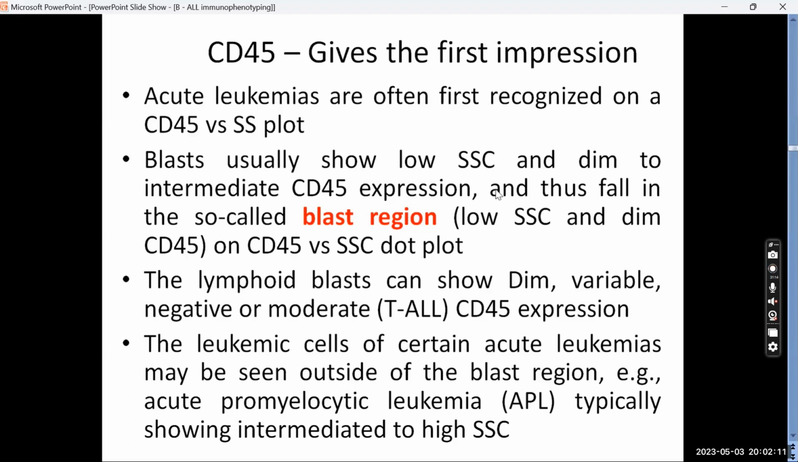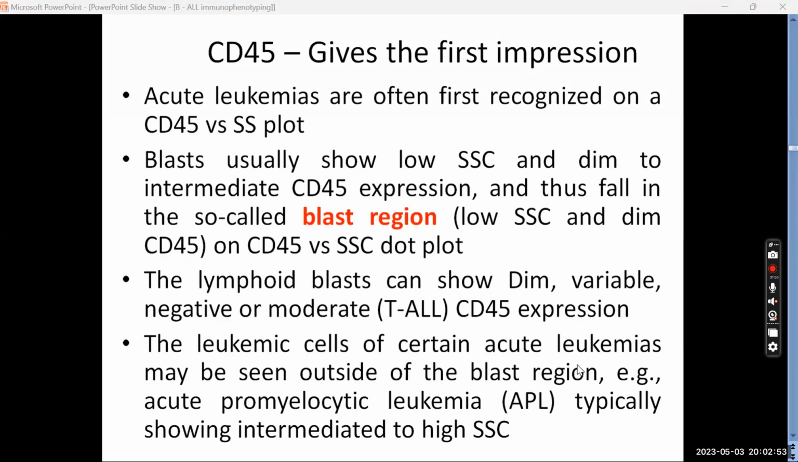Okay, so as I said, this is the blast region: CD45 dim, low side scatter. The lymphoid blast can show CD45 dim, variable, negative or moderate. I'll tell you later what dim, variable and negative mean, though you know that. Especially negative CD45 comes in PAL. And moderate is close to the lymphocytes. T-ALL blasts typically have moderate CD45 on most occasions when compared to B lymphoid blasts.